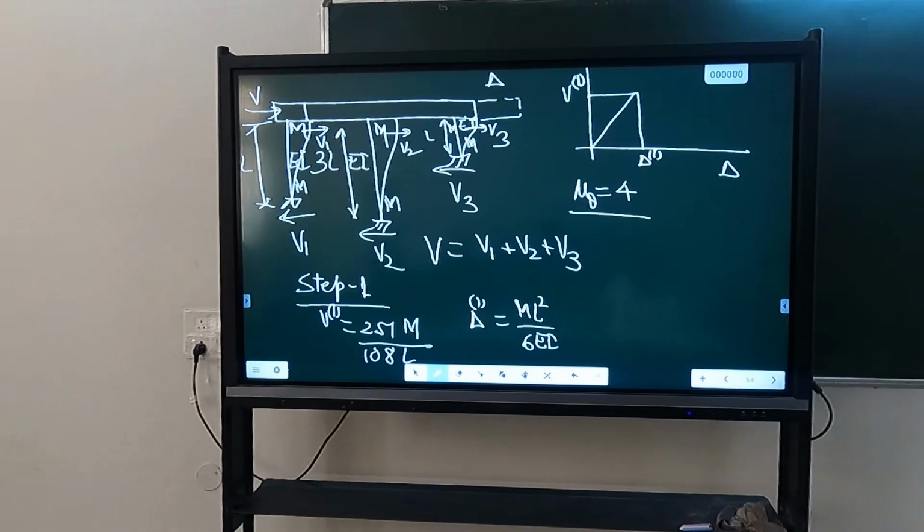So whichever story is yielding earlier, that story will yield. And it is not necessary that the story which has the lower yield force will yield first, because it will depend upon the shear also. Let us say the ground story is having 5 times the story shear. The top story, let us say, has 3000 kN, and this one has 4000 kN.